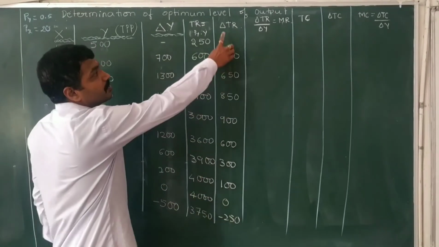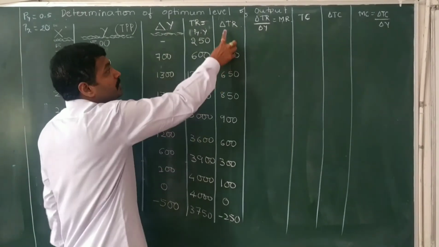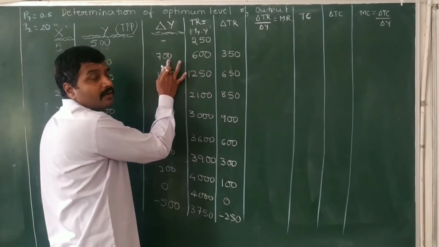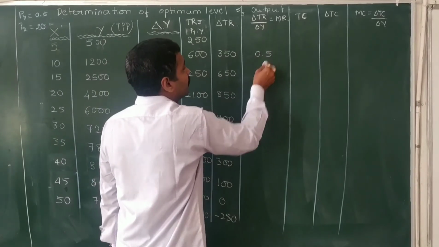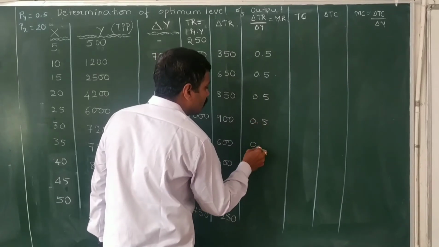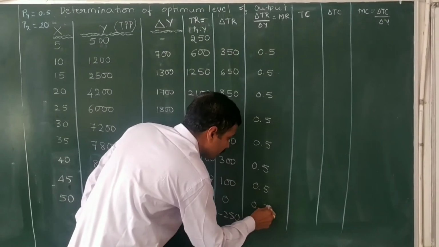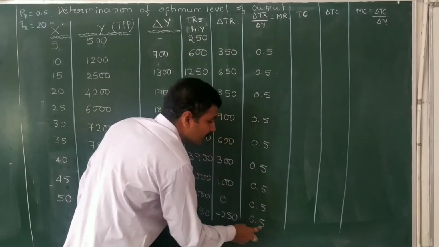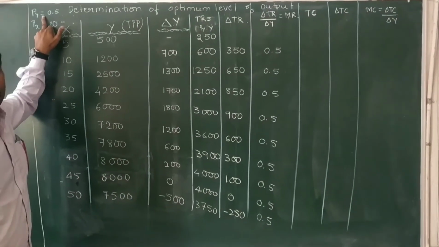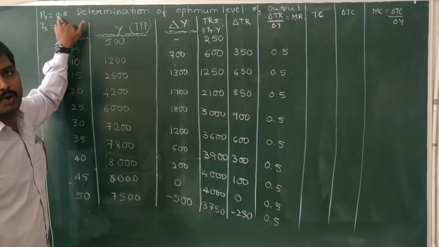Okay, once you get the change in TR and the change in Y, what you need to do? You need to take the ratio of change in TR divided by change in Y, which used to be 350 divided by 700, which is 0.5, and you need to repeat the procedure. It used to be 0.5 in all the cases. Okay, what does it imply? Look at this figure, it is 0.5, which is nothing but the price of output. So remember, MR is nothing but the price of output.